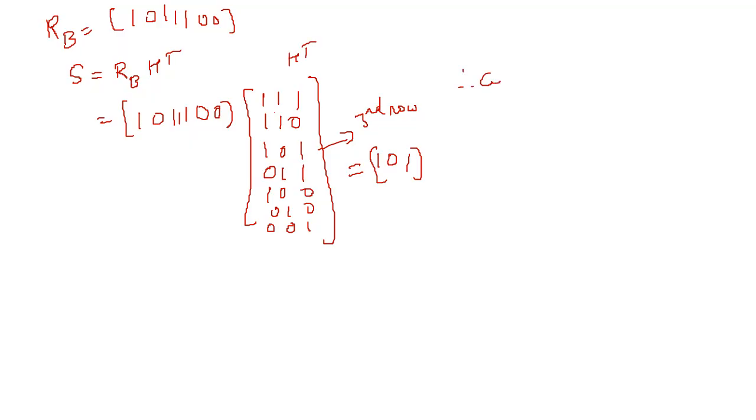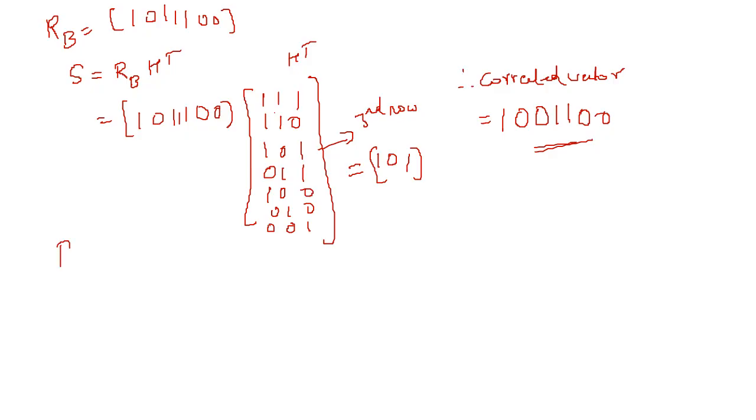Therefore, we can correct it. The corrected vector is 1 for the first bit, the second bit is 0, the third bit received is 1, which we are making it as 0, then 1, 1, 0, 0. This is how you are going to correct the error.